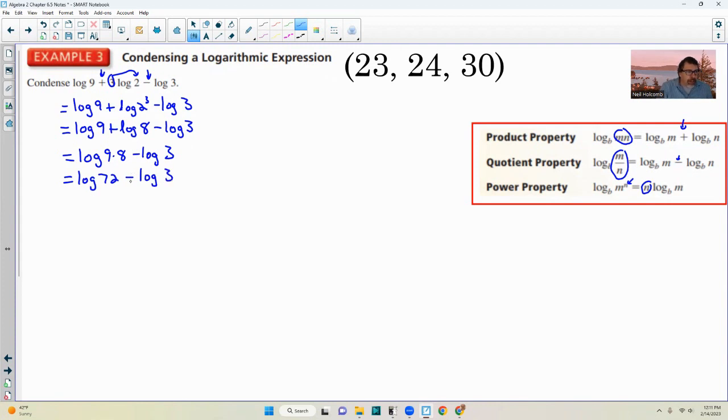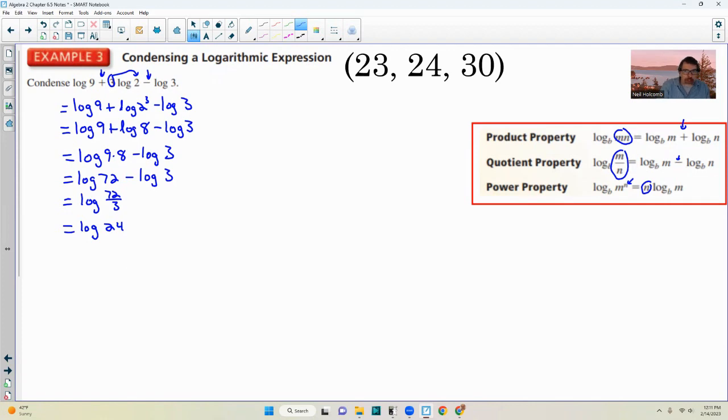And then finally, I'm going to do the quotient property at the end. And this is going to become the log of 72 divided by 3. Okay, and that can be simplified. 3 goes into 7, so it's going to be the log of 3 goes into 7 twice, with a remainder of 1, and 3 goes into 12 4 times. So this simplified down to the log of 24.